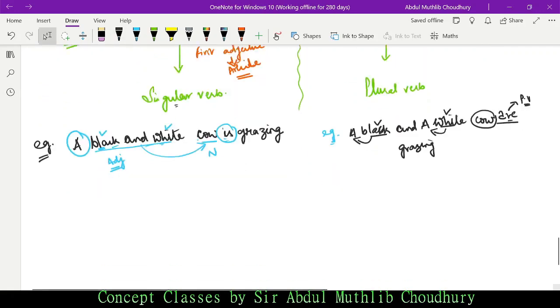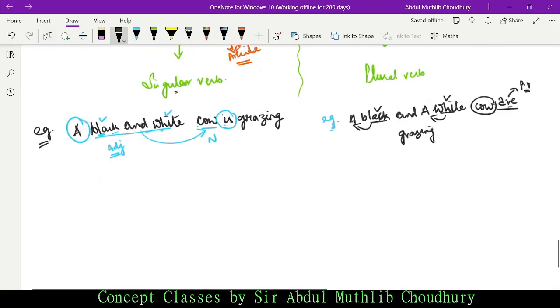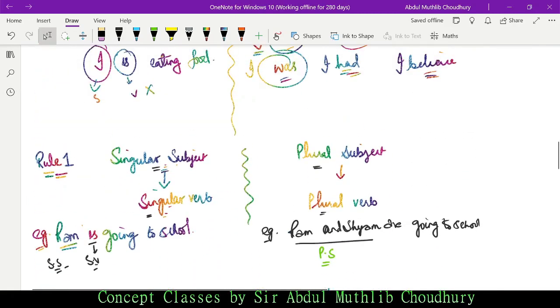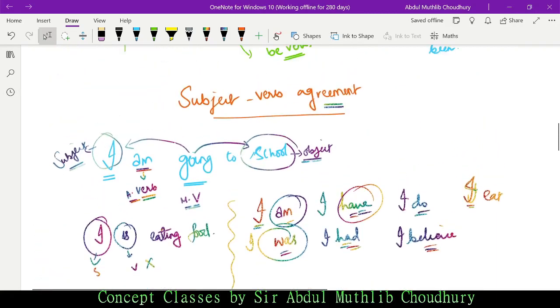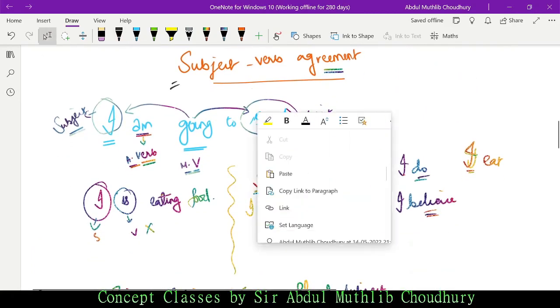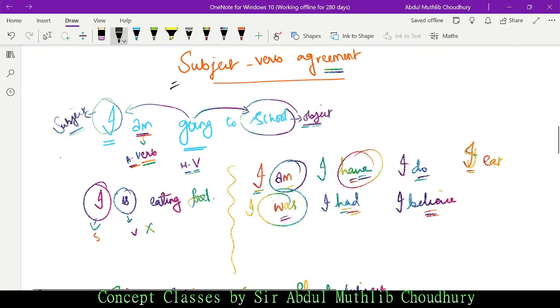Alright, so this brings me to the end of today's session. Let me just recapitulate once before I bid you goodbye. Now when I say subject verb agreement, it means the subject must agree with the verb. The example which I had given, I is eating food: is the subject agreeing with the verb? No, therefore it must be I am eating food, isn't it?